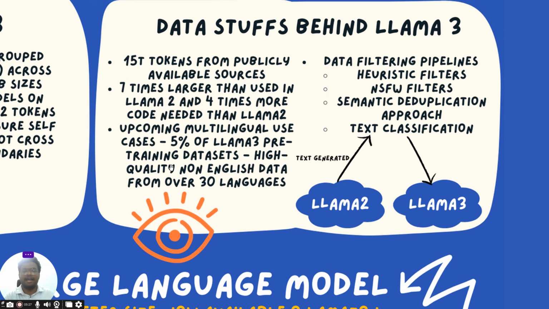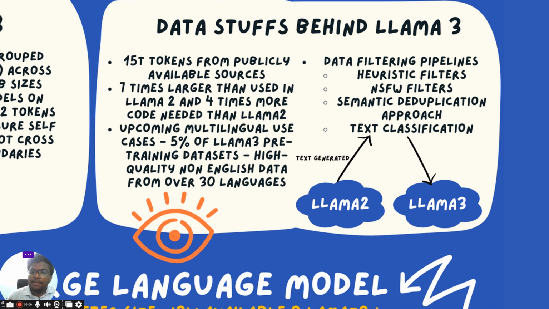So what are the data behind Llama 3? Since it is a large language model, what is the data used to train the model? The first thing is that from publicly available sources, 15T, or 15 trillion, tokens were taken, and moreover, it is 7 times larger than what was used in Llama 2, and it has 4 times more code than Llama 2. Okay, take a note. Whenever you learn, this is the comparison from Llama 2 to Llama 3. Comparing Llama 3 with Llama 2, we need 7 times larger data, and 4 times more code in Llama 3 than Llama 2.